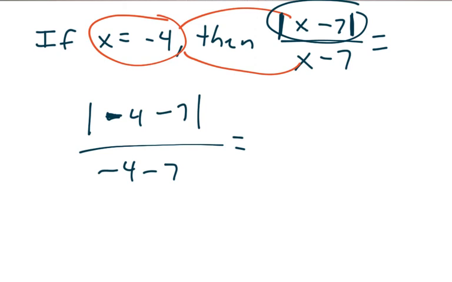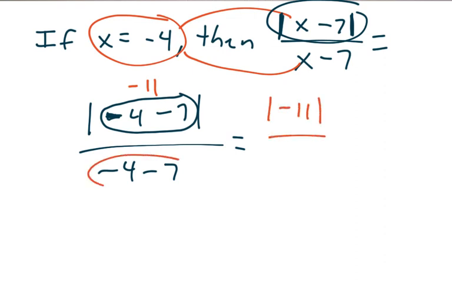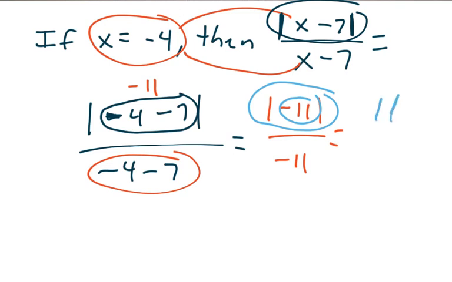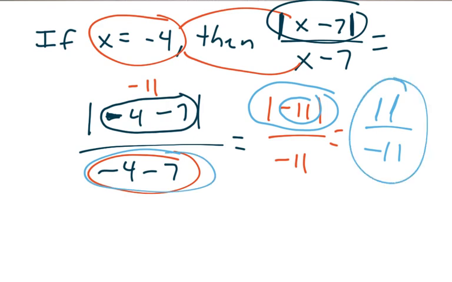So let's do the absolute value first. Negative 4 minus 7 is negative 11. Now what you need to remember is the absolute value, and negative 4 minus 7 again is negative 11. And as I was saying, you need to remember that the absolute value will always make the number positive. So what's the absolute value of this negative 11? It's 11. And we have that over a negative 11, because negative 4 minus 7 again is negative 11, right? Well, what's 11 divided by negative 11? That's just simply negative 1.